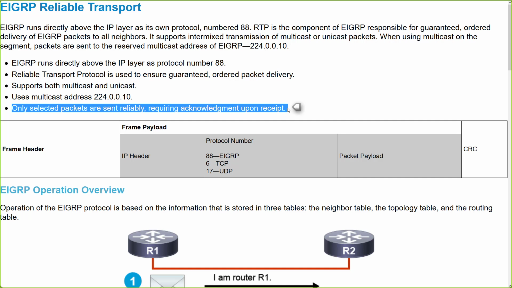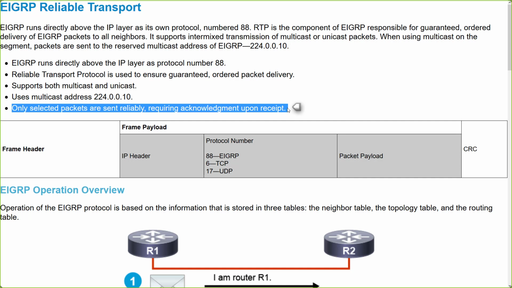Usually updates are sent during the initial convergence process. A query packet, and a query packet is used to request routing information. Queries are only sent if the primary route fails and I don't have a backup route. A reply packet, which is a response to a query, and an acknowledgement. Those are the 5 major packet types in EIGRP: hello, update, query, reply, and acknowledgement.